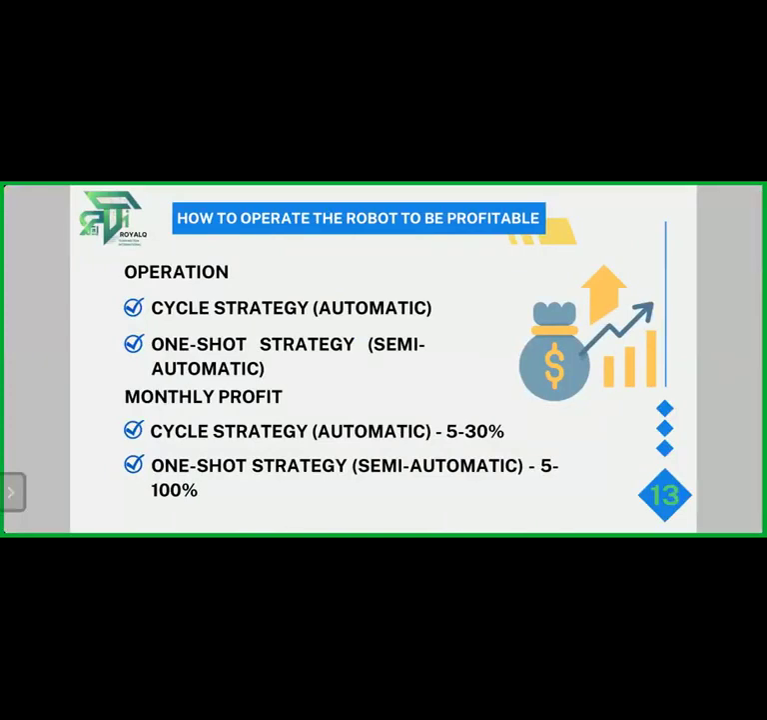All right, how to operate the Royal QBot to become profitable. I've talked about different strategies. The next one we're going to talk about is the cycle strategy. Now, what is a cycle strategy? Just like the name implies, cycle, something that is continuous, something that is revolving, a continuous process.